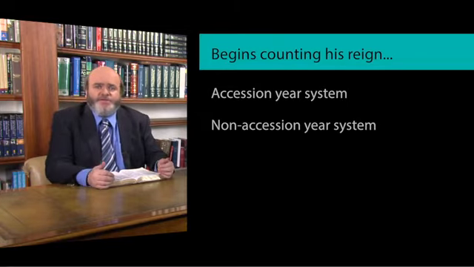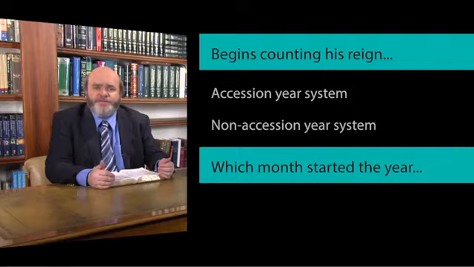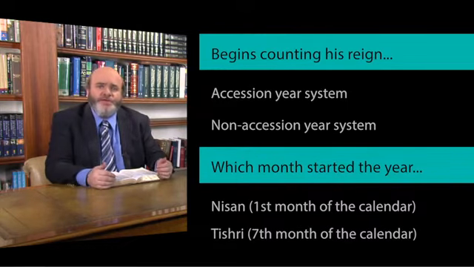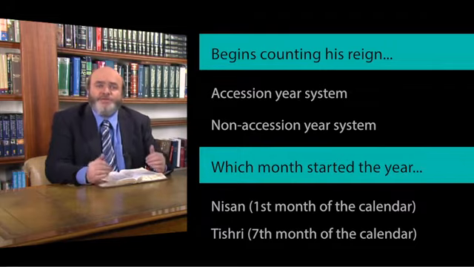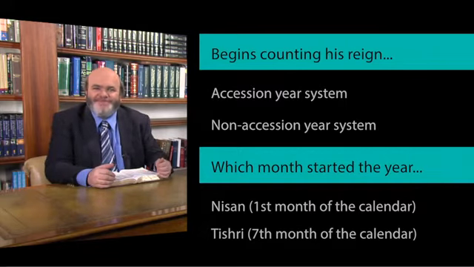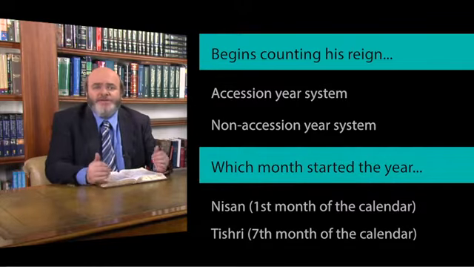The second issue is which month was used for the start of the official year for a king's reign: Nisan, which is the first month of the calendar year, or Tishri, which is the 7th month of the calendar year. Without understanding this, we quickly run into contradictions, and it becomes impossible to harmonize the data. However, once the correct rules are discerned, everything starts to fall into place. The reigns of kings are given in whole numbers of years. Thus, it is essential to know how a king's reign was reckoned.